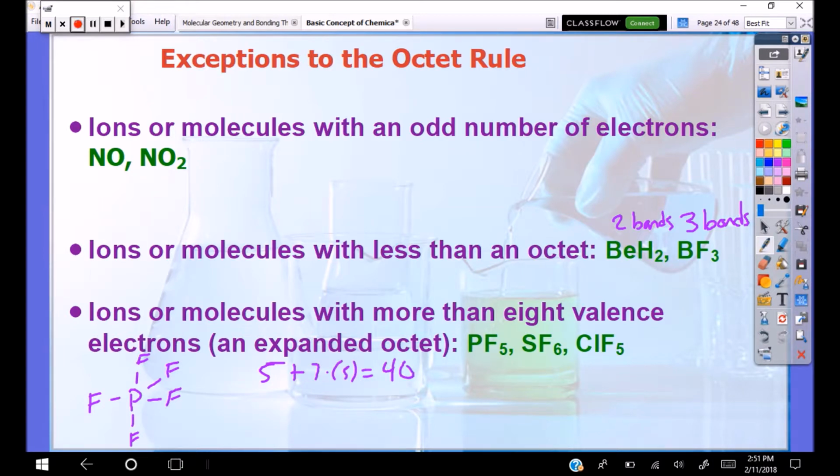We've used 10 of them from the 5 bonds, which means we've got 30 remaining. And then they just go around all of your fluorines and they become satisfied. Okay, so that is perfectly normal. You'll see phosphorus breaks the octet rule. It has more than 8. We're going to get into these exceptions a bit more when we look at the geometry behind it.